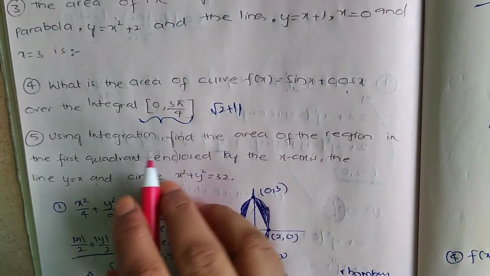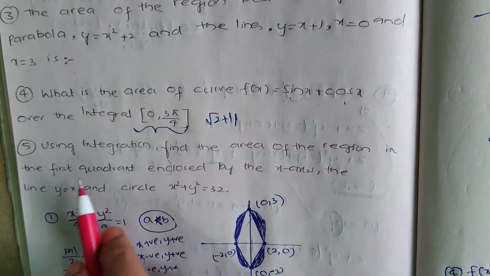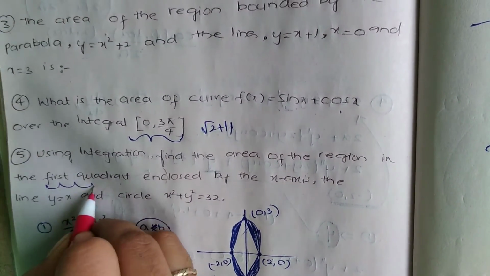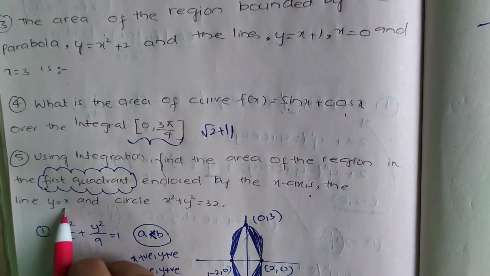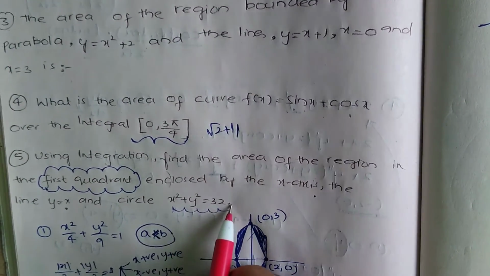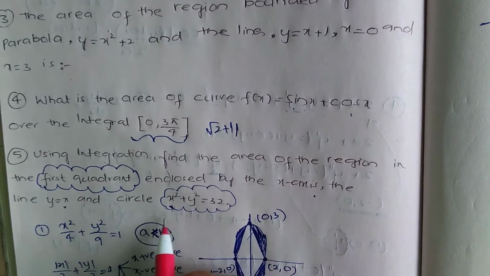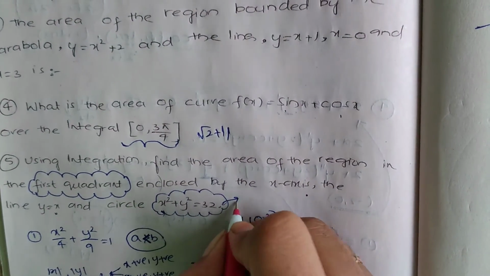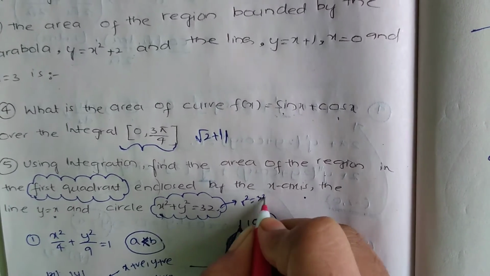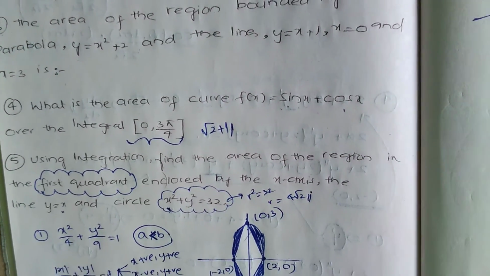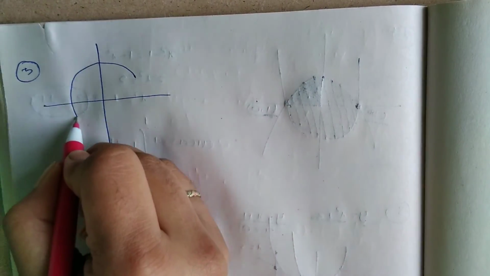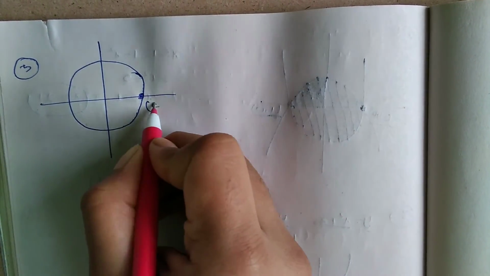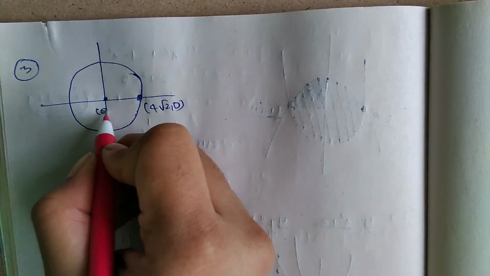Okay, fifth question. Using integration, find the area of the region in the first quadrant. First quadrant, it is important. Enclosed by the x-axis, the line y is equal to x and the circle x square plus y square is equal to 32. What is the radius here? R square is equal to 32. R is equal to 4 root 2. So, fifth question, right? They gave a circle of radius 4 root 2 from the origin.